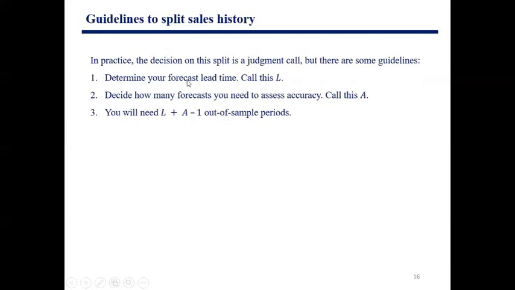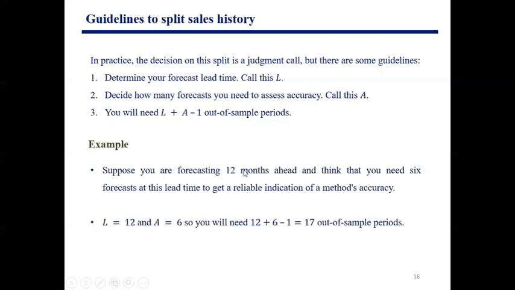And so let's call the lead time L, and let's call the number of values you want to have for this 1-week-ahead forecast A. And the size of your out-of-sample or hold-out sample will be L plus A minus 1. Maybe with an example, it will be simple. So suppose you are forecasting 12 months ahead, but think that you need 6 forecasts at this lead time to get a reliable indication of a method's accuracy. So here your lead time would be 12.